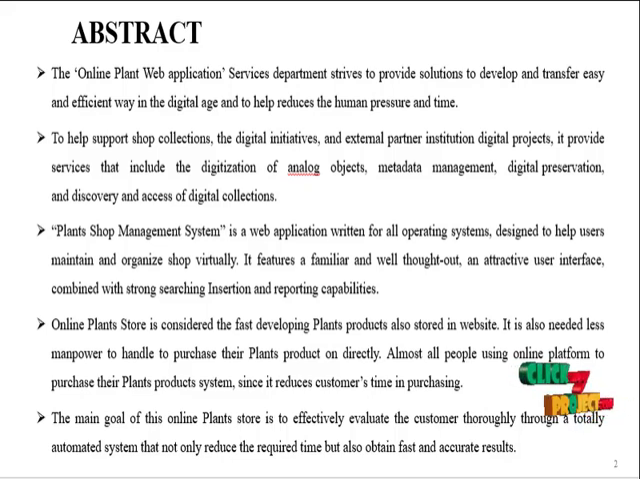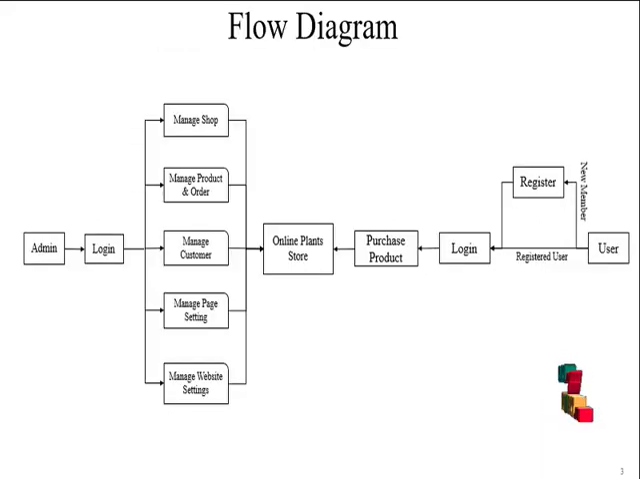The main goal of this online plant store is to effectively evolve with the customer thoroughly through a totally automated system that not only reduces the required time but also obtains fast and accurate results. And the flow diagram of the project: this process consists of two sets of modules. One is the admin module and another one is the user module. From the admin module, admin can log in to the system and he or she can manage the shop, manage products, meaning manage the plants, and orders, and manage customers, manage page settings and manage website settings. Then the user can register and then log in to our system, then he or she can purchase the plant.